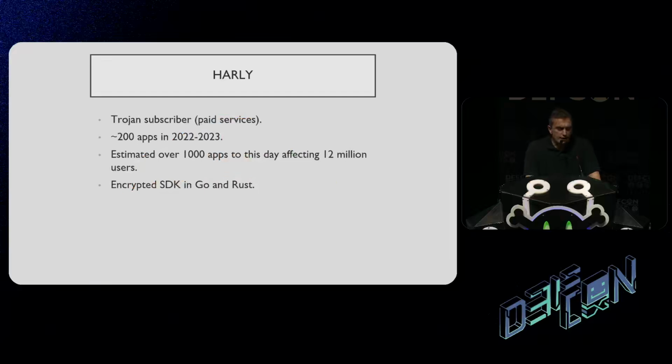So, Harly is a Trojan subscriber to paid services. 200 apps were found in 2022 and 2023. The realistic estimation is that over 1,000 apps to this day have been developed, and they're affecting 12 million users. They are based on an encrypted SDK in Go and Rust. I'm going to spoil it for you. In a couple of slides, this is not going to be so encrypted.